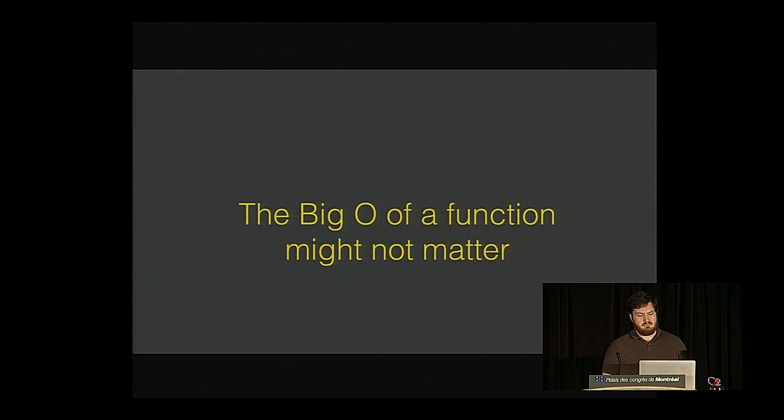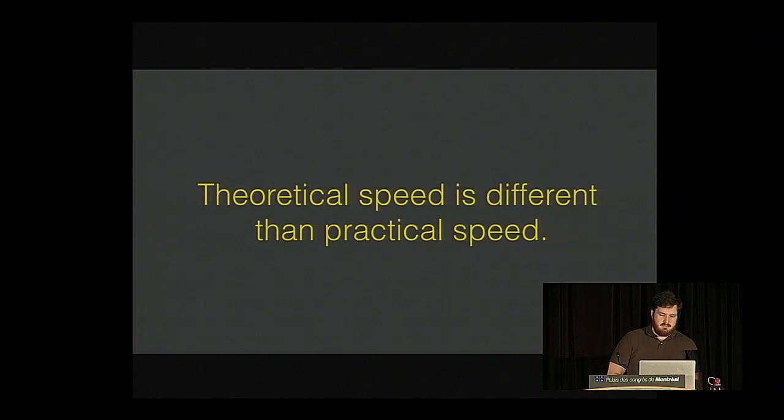The computers are pretty fast, and 25 operations are basically instant. And so for really small sample sizes, it can just not matter. Your computer might be fast enough that you can just ignore the Big O of something. Another gotcha is that the theoretical speed of something is different than the actual speed of something.